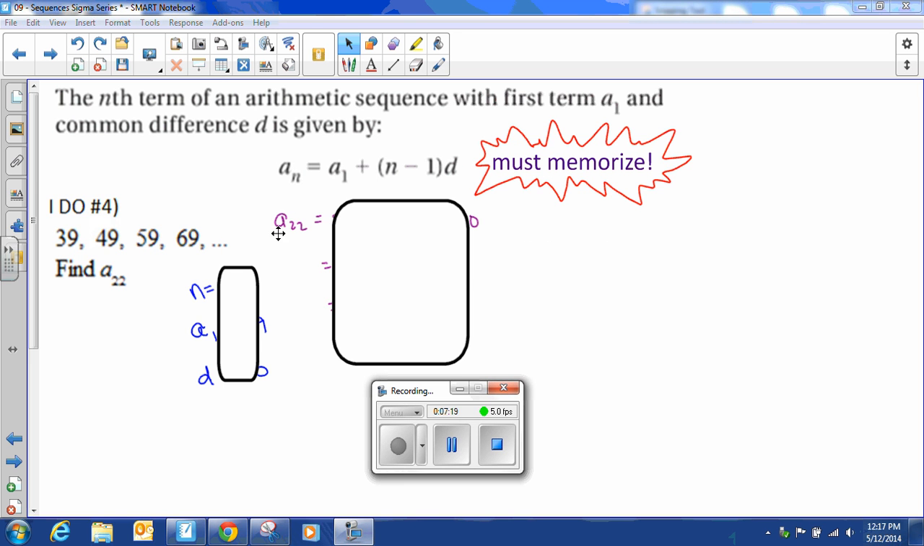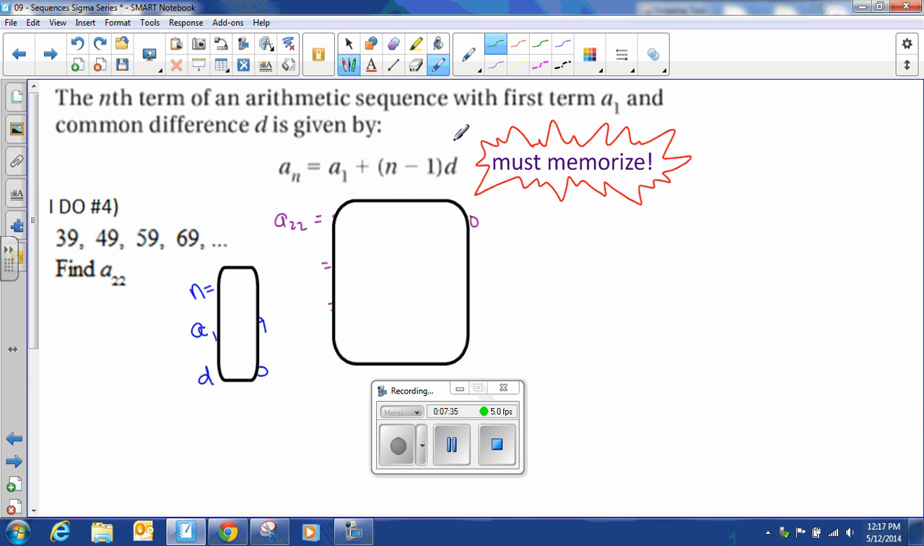Okay, the next two examples are kind of the most important of this lesson, because this is the takeaway. This is what you'll have to be able to perform on the Regents. The nth term of an arithmetic sequence with first term a sub 1 and common difference d is given by this formula. You must memorize this formula. It's not given to you on the reference sheet.